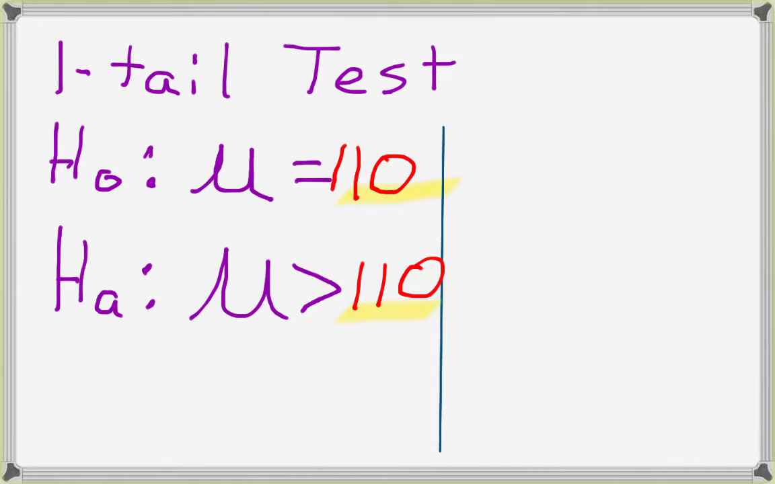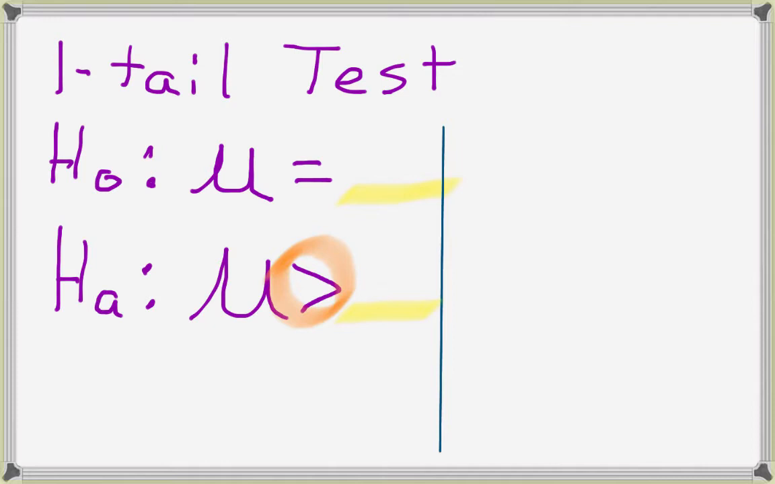We'll look at that when we get to a problem. The real change is what's in our alternative. What's in our alternative when we run this test? You have to recognize a one-tail test versus a two-tail test.